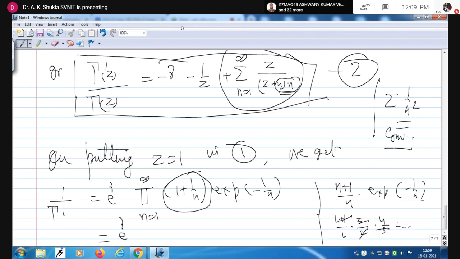Next you will get 5 upon 4, this cancels out. Then you will get 6 upon 5, this cancels out. So finally you will get the last term. So the last term of this becomes the value of this.